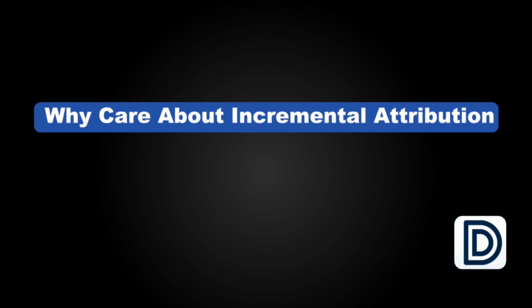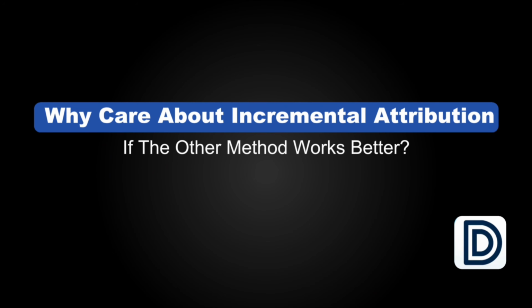So I hear you. Why care about incremental attribution if the other method works better? Well, first off, great question. Second, because Meta's entire platform is built on machine learning, and incremental attribution is a smarter mousetrap. But the machine is still in school. It hasn't learned enough yet to beat the cleaner signal of tracking new customers directly.